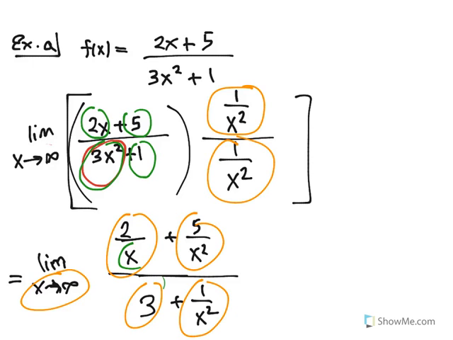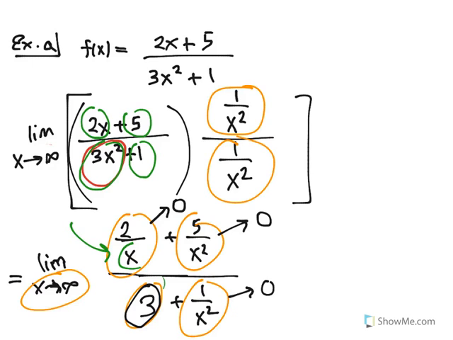Well, as x goes to infinity, if you have x in the denominator, as you have here, and the denominator is getting larger and larger, divide 2 by larger and larger denominators. The quantity 2 over x will approach 0. And divide 5 by larger and larger denominators. The quantity 5 over x squared will approach 0. Nothing happens to 3. 3 is just a constant. There's no x there, so 3 is not affected. It stays 3. 1 over x squared, as x gets larger and larger, will go to 0.